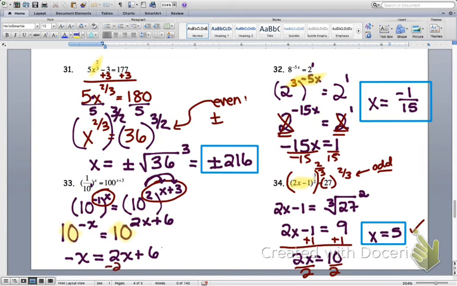So I'm going to subtract 2x from both sides. I'm going to work my way over here, running out of room. So negative x minus 2x is negative 3x, and then I have a positive 6 on the right. Final step, divide both sides by negative 3, and we get an x value of negative 2.